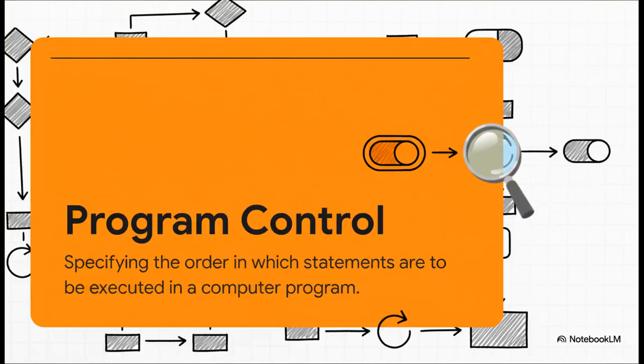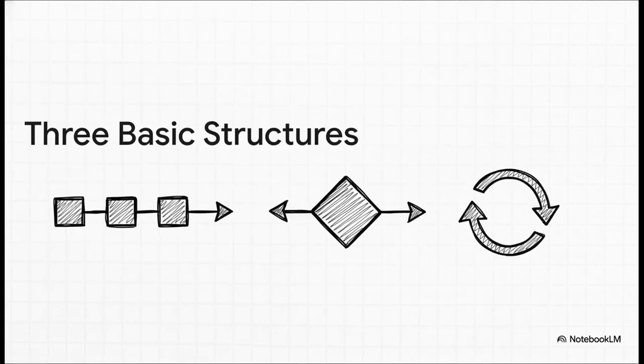But what if we don't want to just follow the list from top to bottom? What if we need to make a choice, or maybe repeat a step a bunch of times? That's where program control comes into the picture. It's how we, as the creators, get to be the directors of the show, specifying the order of things and making our programs feel alive. Okay, so let's dig in.